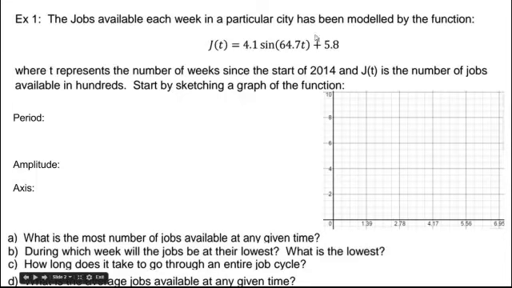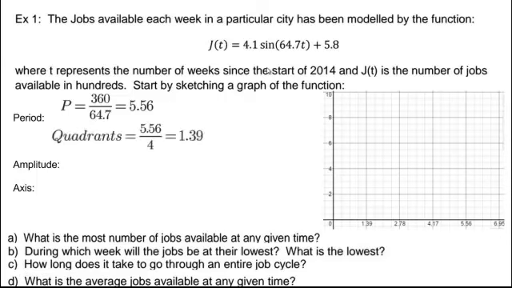It's jobs available in a week, and so this is the model since the start of 2014. And so we look at the key features. The period is 5.56 if we divide 360 by the horizontal compression factor. And the quadrant, so what it goes up by every time, is 1.39. That's why I set the scale here for the graph to be every 1.39. The amplitude is 4.1. That's the vertical stretch factor. And the axis is 5.8. That's the vertical shift factor.